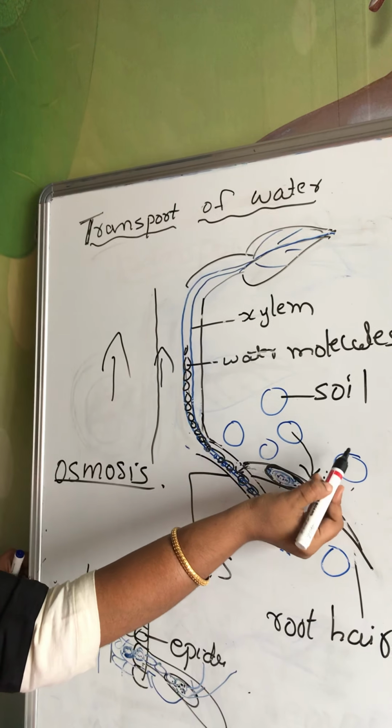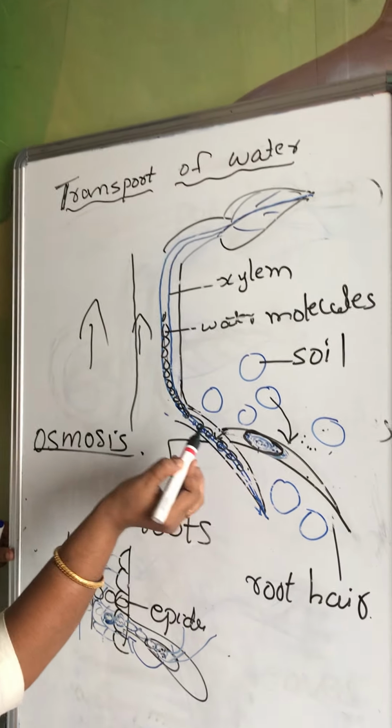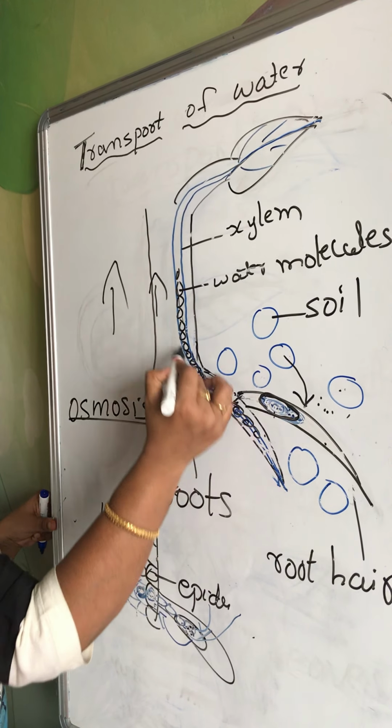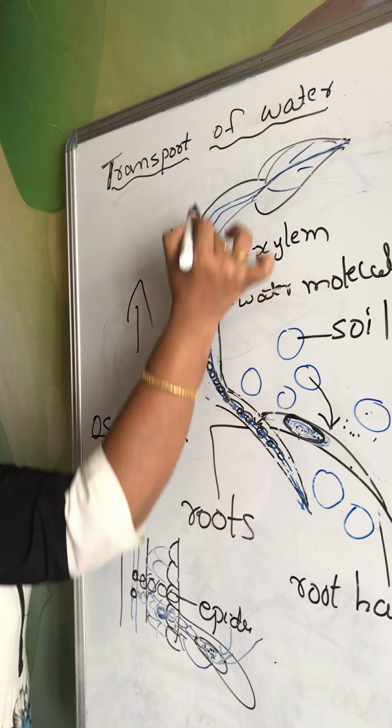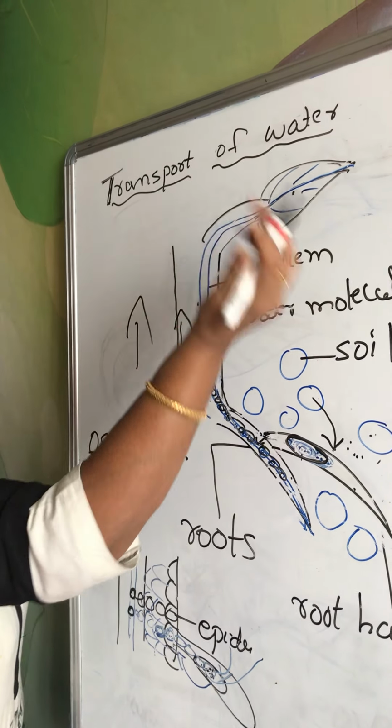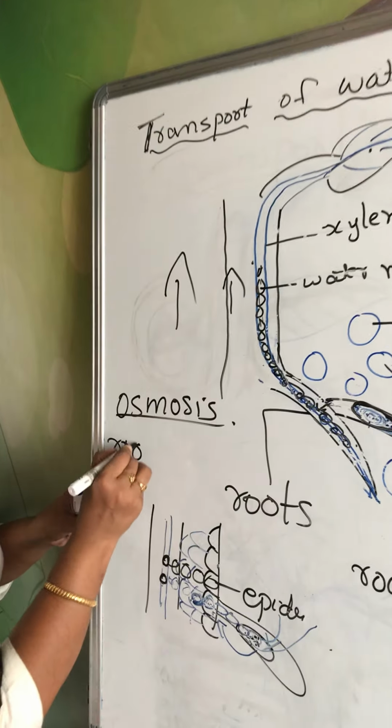It is absorbed from the soil particles into the root hair, then into the root, into the xylem. This xylem is continuous, so it has to move upward. From the root, it has to move to the stem and to the leaves. Now, how does it happen? This happens with the help of a particular process which we call root pressure.